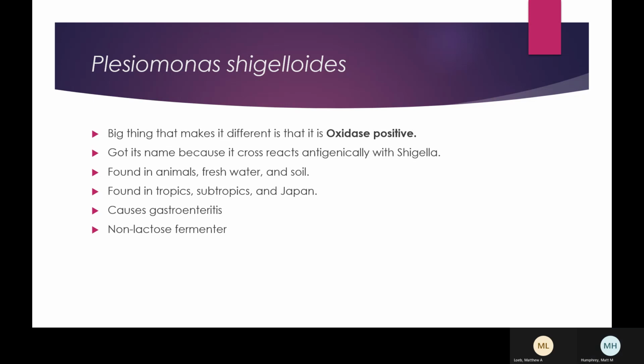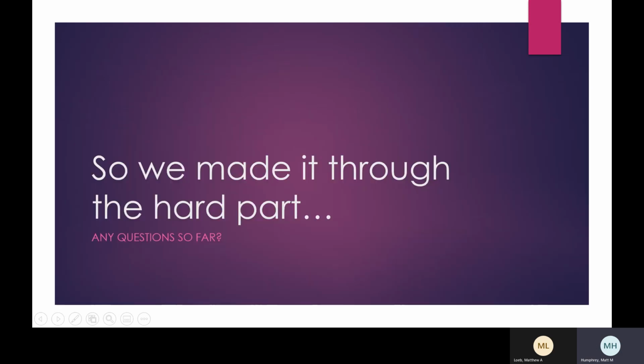But it got its name because it cross-reacts antigenically with Shigella. So if we were to do serotyping, we might be able to confuse the two. But it's found in animals, freshwater, and soil. Found in the tropics, subtropics, and Japan, which there's some cool things that come out of there that are dangerous. And it causes gastroenteritis, and like I mentioned, it's a non-lactose fermenter. So cool. Those are all of our organisms. Questions on any of that stuff?